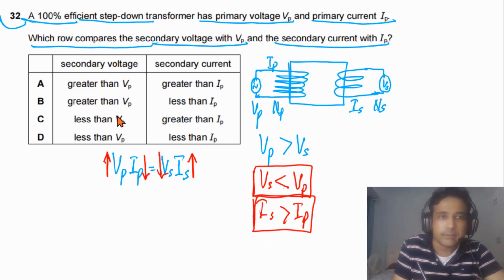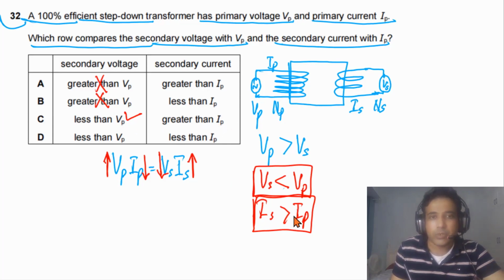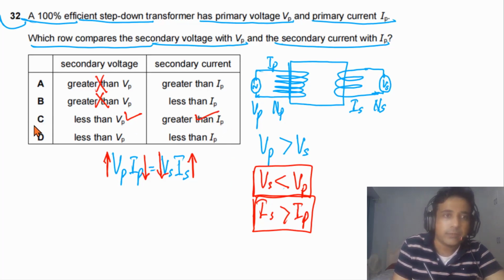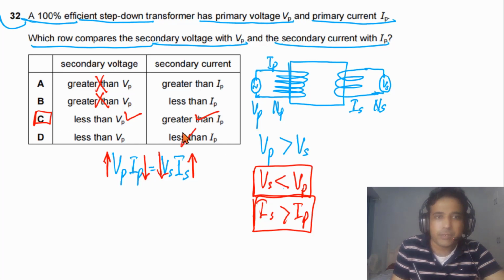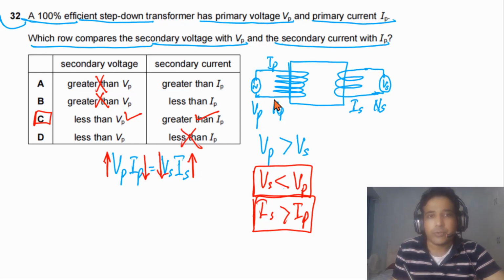So Vs has to be less than Vp. This one is not possible, this is not possible, this can be possible. Is has to be greater than Ip. So the answer for this question is C. This one is incorrect. So this is how you can figure it out.